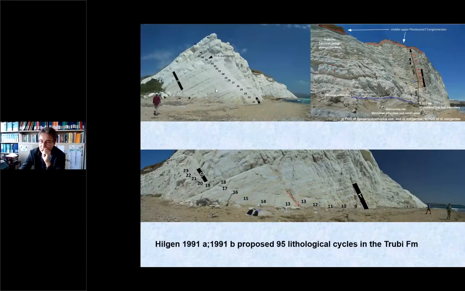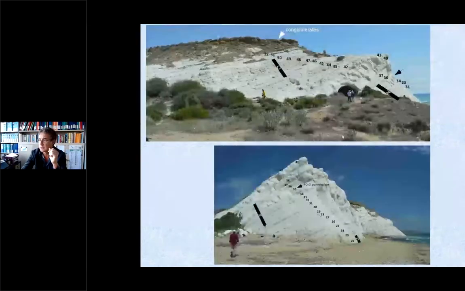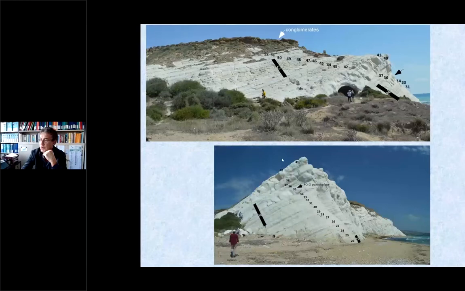These two papers are fundamental to understand the astronomical tuning, because each cycle was correlated by using paleomagnetism and foraminifera. Looking at the numbering upwards, you can see that these correspond to the paleomagnetic subchrons.